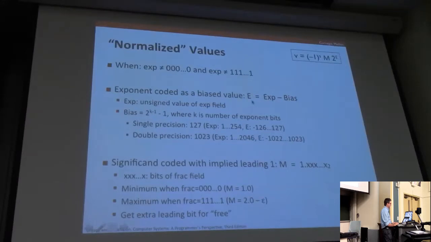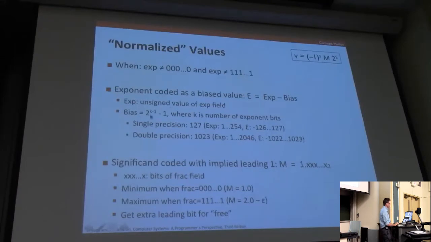The exponent e is encoded as this biased value, which is called Exp. So the exponent e is Exp minus some bias. And capital Exp is the value of the bits in the exp field, treated as a positive number. So capital Exp is just an unsigned 8-bit number in the case of single precision.